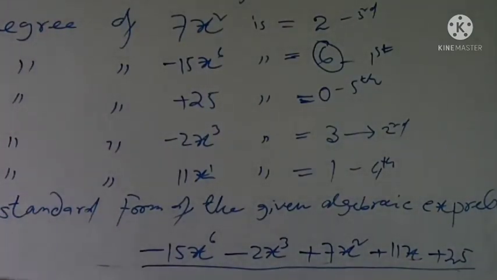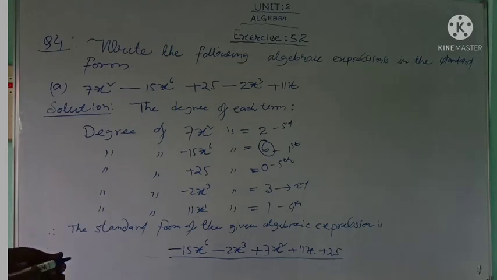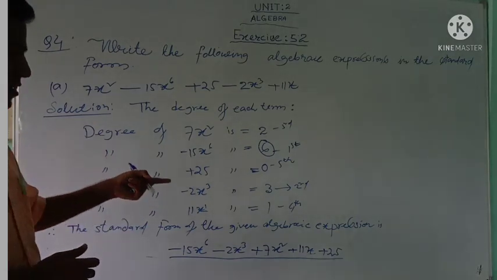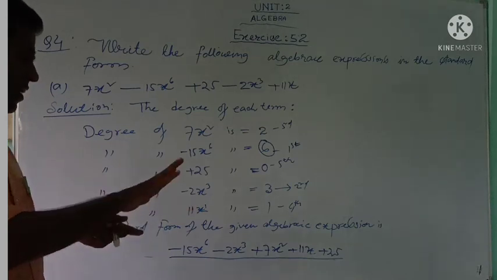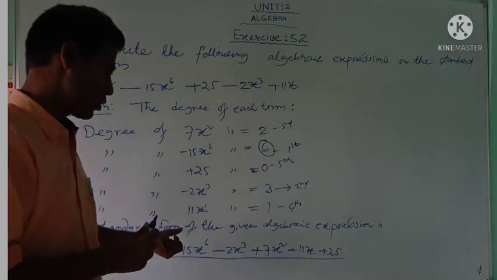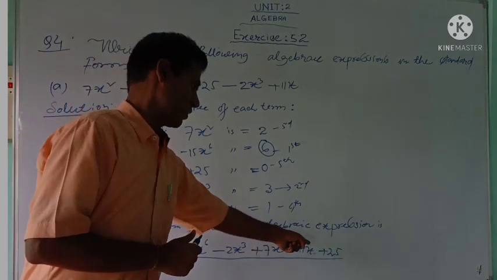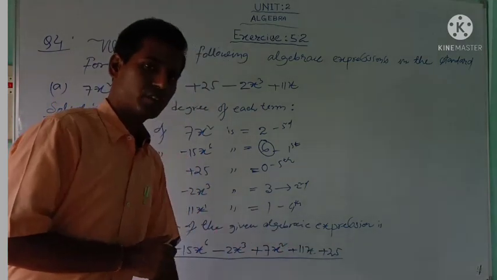Rest all same, you proceed on your own, just find the degrees, and how to find the degrees you have already learned in the previous question. After finding the degrees, it is very easy to arrange in descending order. Descending order means larger to smaller. So first 6, then 3, then 2, then 1, then 0.